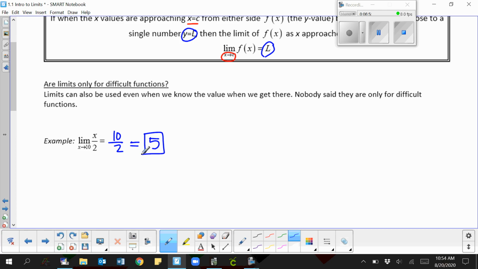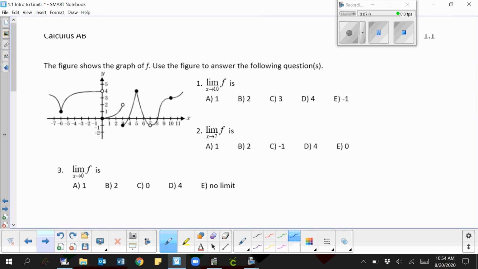So that's an easy one. They're not always complicated problems. So let's look at a graph and look at how our limits work there. So number 1 says the limit as x approaches 10. So as x approaches 10, which is right here, our limit is this point, which is 3.